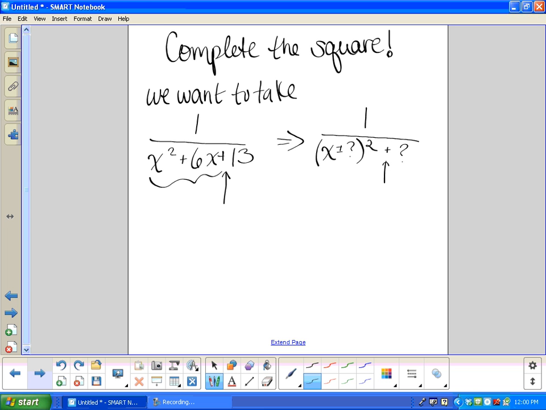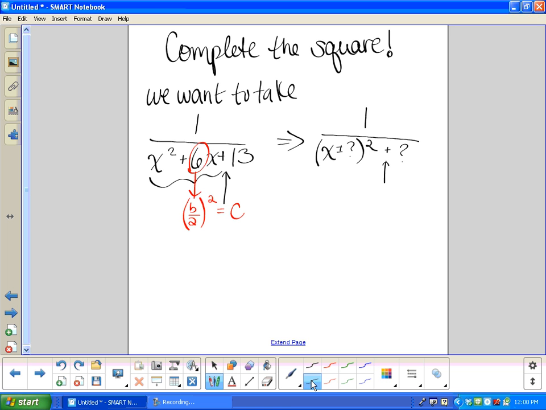How I always taught my kids in the past is you take this middle number, I call it b, and if you do b over 2 all squared, that's always going to be the c that you need to add on. So 6 divided by 2 is 3. 3 squared is 9. So I'm going to have to add 9 and subtract 9. And then that will give me a perfect square.